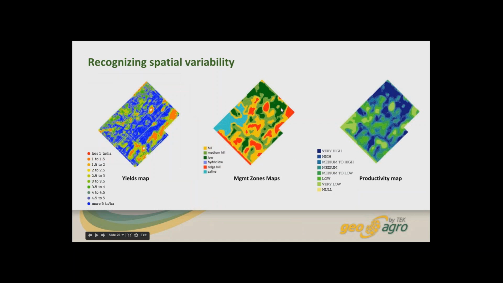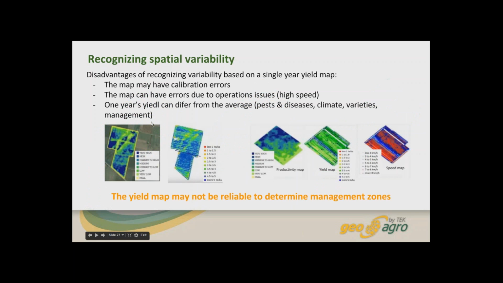So going into a little more detail on these concepts, recognizing spatial variability. Of course, we have the productivity map, which is the summary of many years of crop behavior based on the NDVI index. Based on that, we can create management zone maps. And when we generate the yield map, we can see how those management zones performed. So really, it completes the whole cycle.